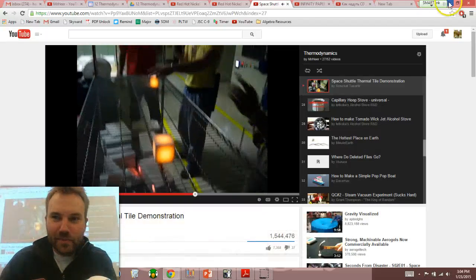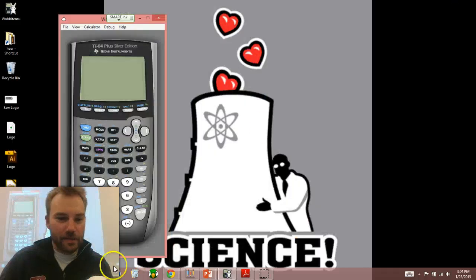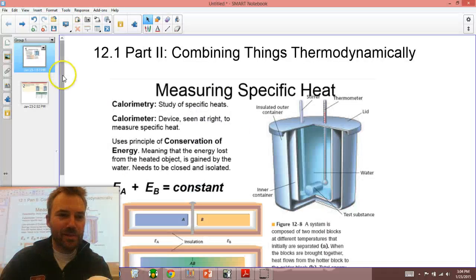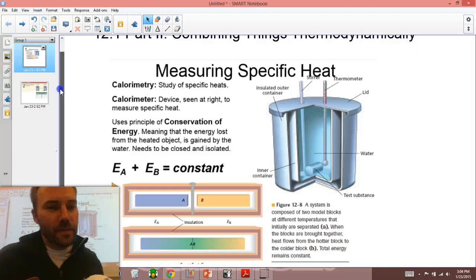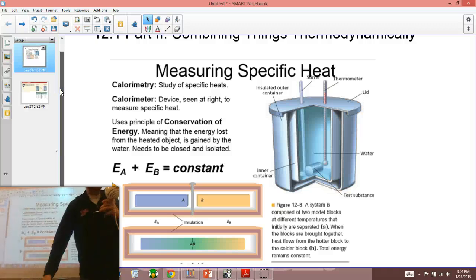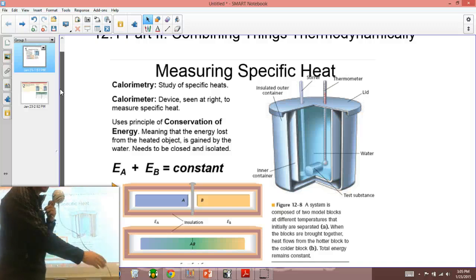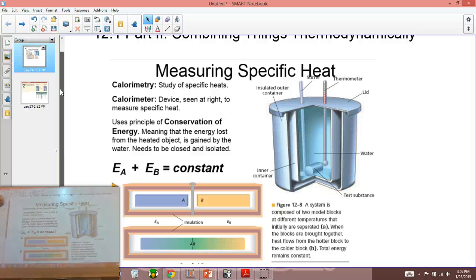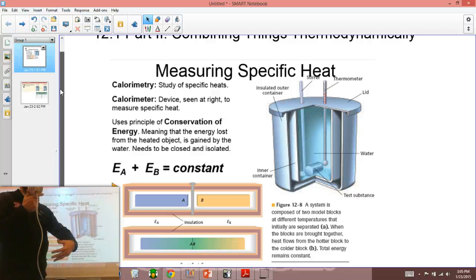So let's talk a little bit more specifically about combining things thermodynamically. First of all, we call it calorimetry. Calorimetry is when we use what's called specific heats. Every object has an ability to absorb heat. Some things absorb heat easier than others, and we call that specific heat.